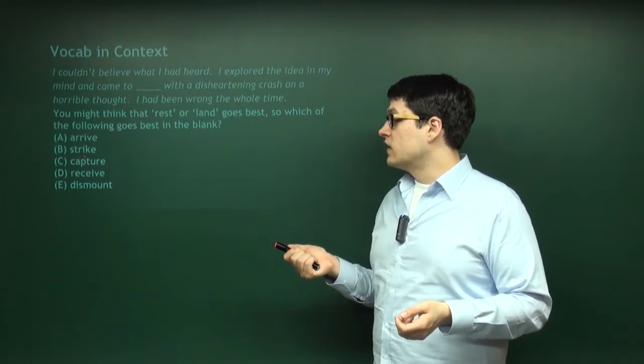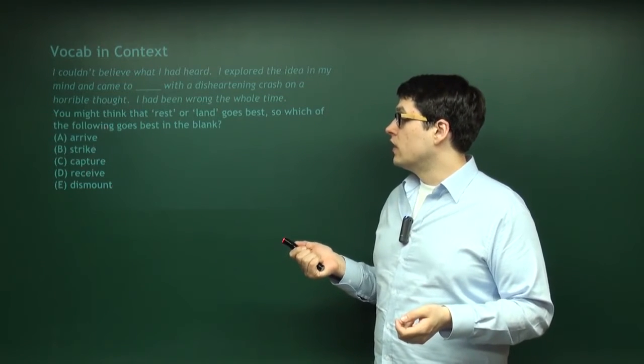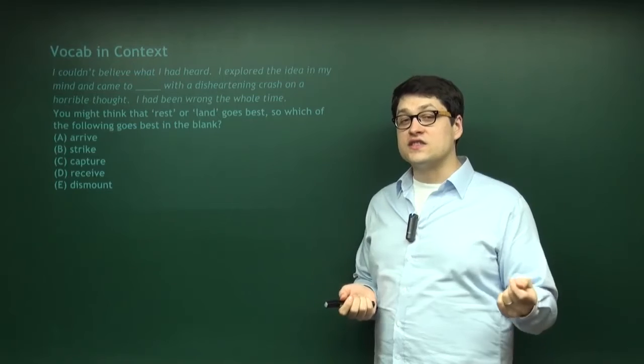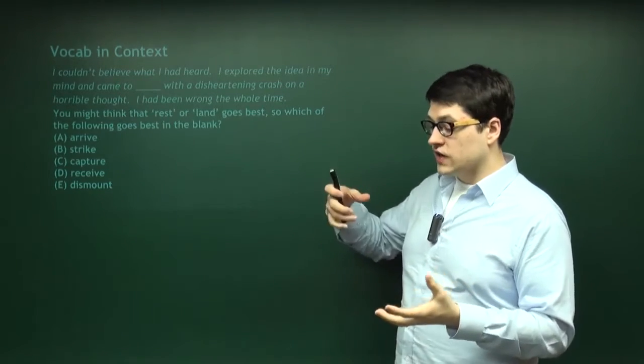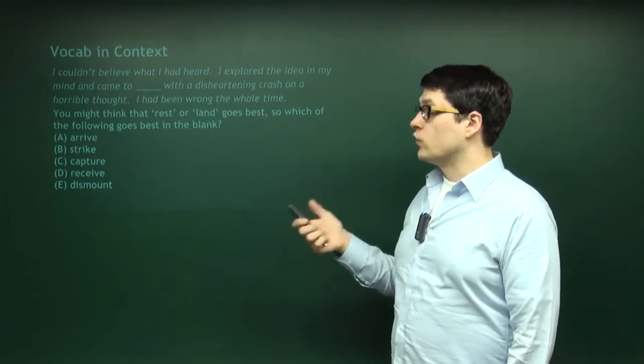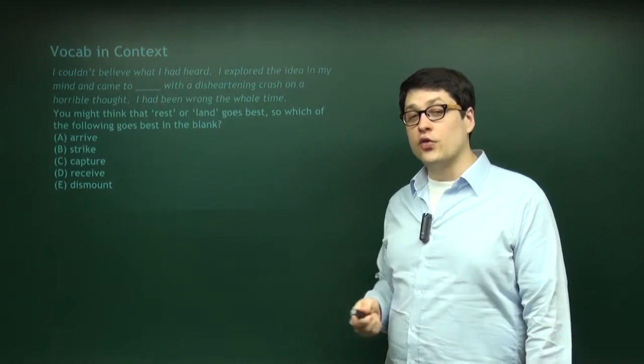Arrive, strike, capture, receive, dismount. So now you need to act fast. You need to see the one that's closest. And don't think too much. We're thinking about come to a point. That's arrive. That's the choice we make. Don't think too much about it.